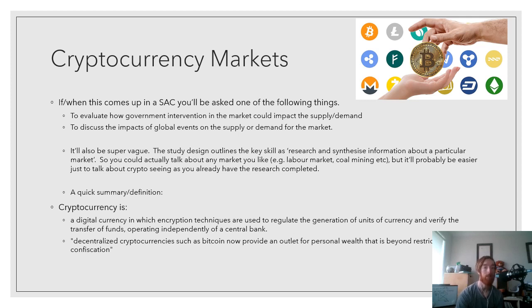And just to give a quick summary or definition of cryptocurrency, if you've forgotten or your assignment was bad, a cryptocurrency is a digital currency in which encryption techniques are used to regulate the generation of units of currency and verify the transfer of funds, operating independently of a central bank. Decentralized cryptocurrencies such as Bitcoin now provide an outlet for personal wealth that is beyond restriction and confiscation. So basically what it means is it's outside of the law. The government can't do anything about it for the most part unless they put in regulations, and therefore it can be used for a lot of nefarious or illegal uses because it can't be tracked, it can't be followed up as much as regular currency.